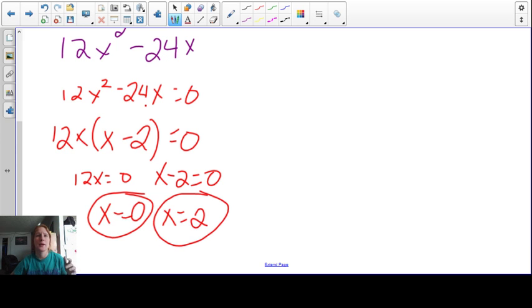So in this case, we have two critical points, which make the slope 0. When I plug in 0 and when I plug in 2, that'll give me a slope of 0.